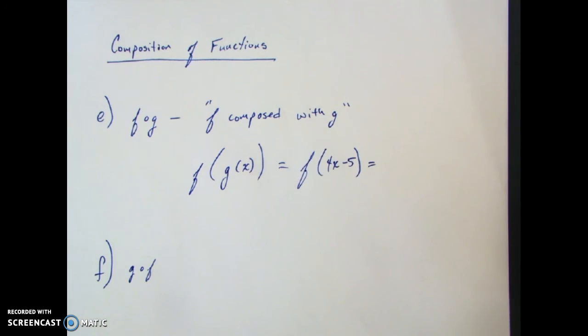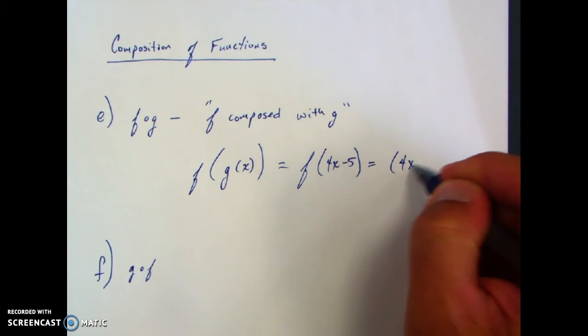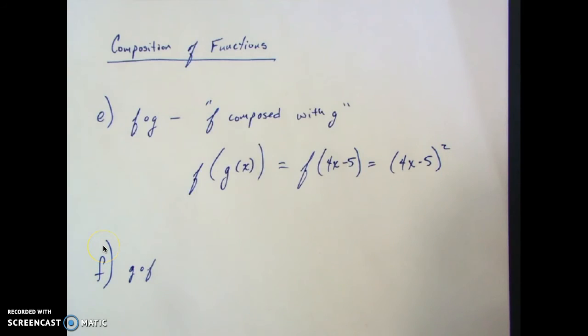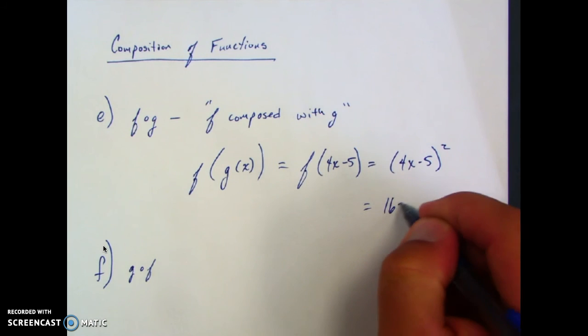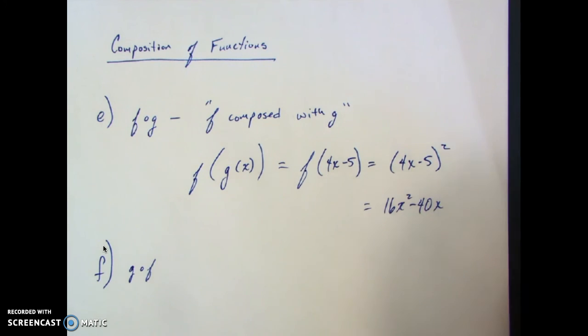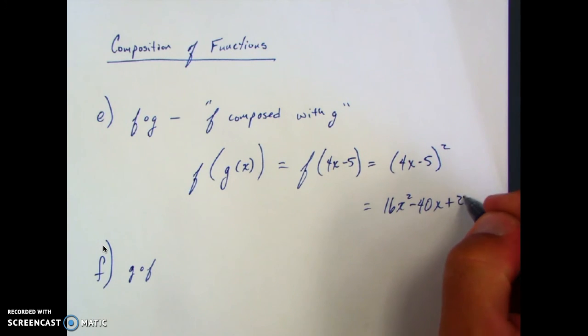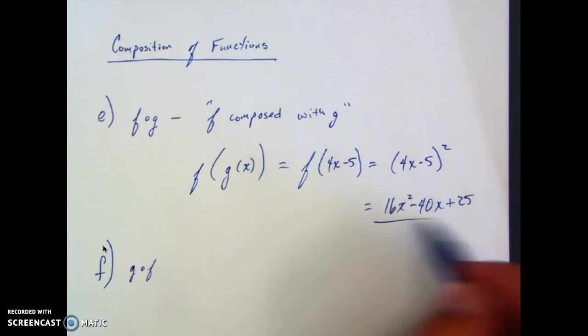Again, our f of x is x squared. So we're taking this quantity, 4x minus 5, and we are squaring that. We could go ahead and multiply that out. We would end up with 16x squared minus 40x plus 25. Remember to FOIL that. You have this quantity times itself.